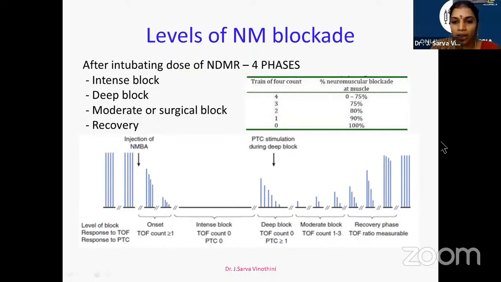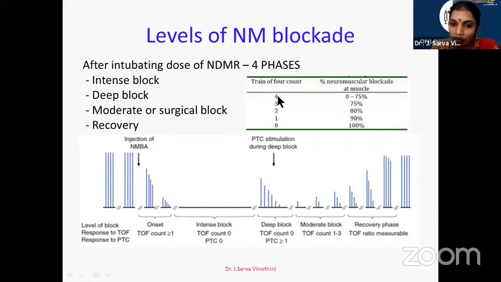So once the blockade slowly wears off to 90% or so, we can see the TOF response coming up. When we get one response, around 90% of neuromuscular blockade is present. When we get 2, around 80%. When we get 3, around 70%, 75%. So only after seeing all the 4 responses to TOF, only then we can think of administering anticholinesterase.